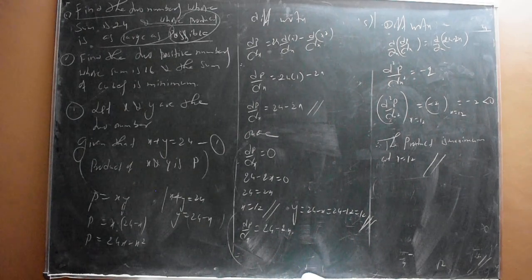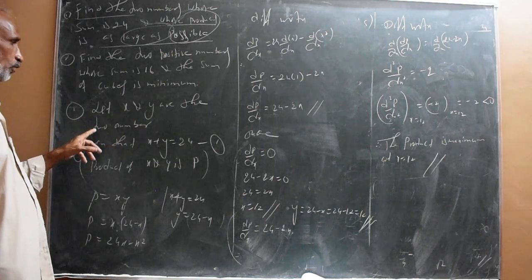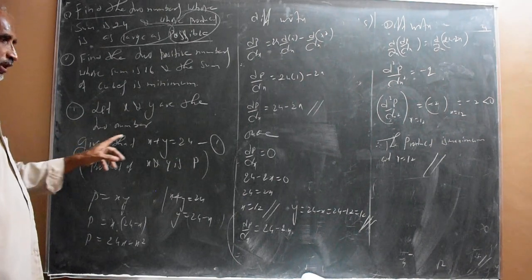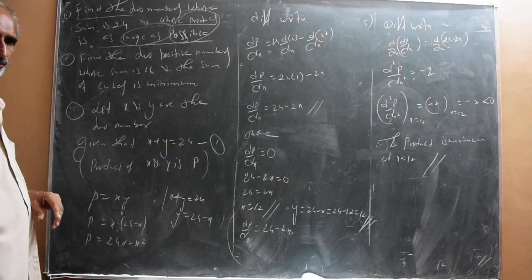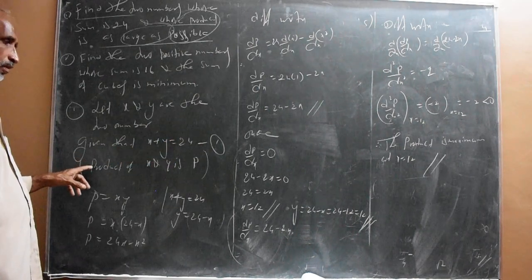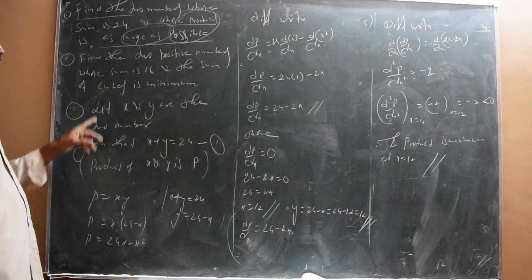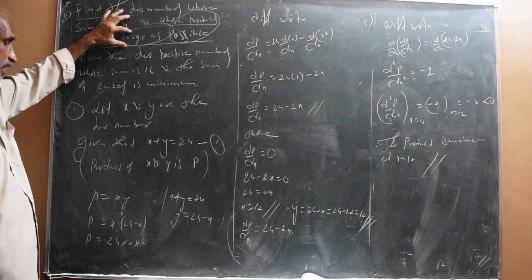Therefore let us take the two numbers as x and y. X and y are the two numbers. Given that x plus y is equal to 24. One given information: the product is to be as large as possible.